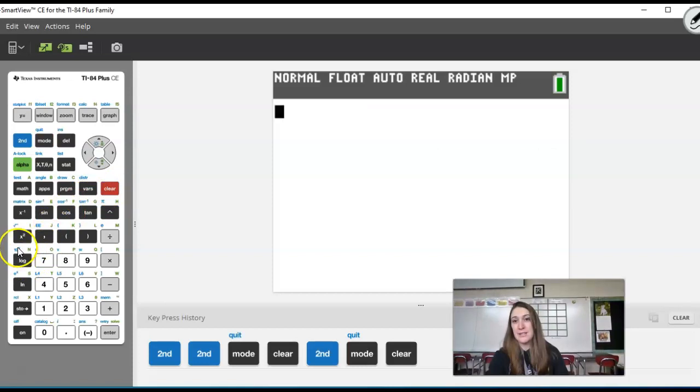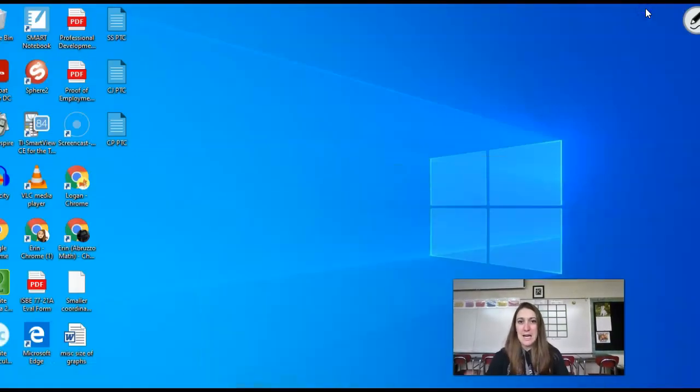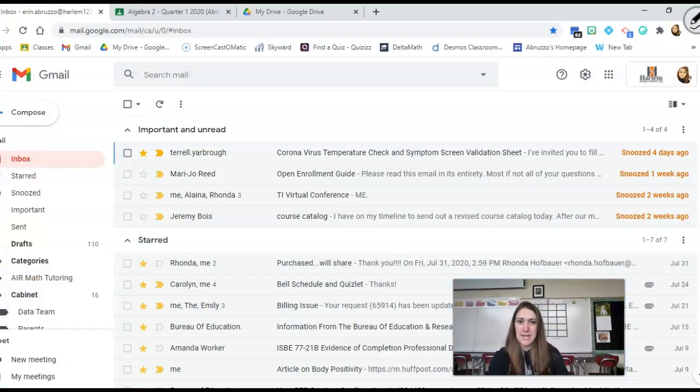You'll notice right above it is a 10 to the x power. We'll talk more about that later on. That is a common logarithm. Common log is base 10.